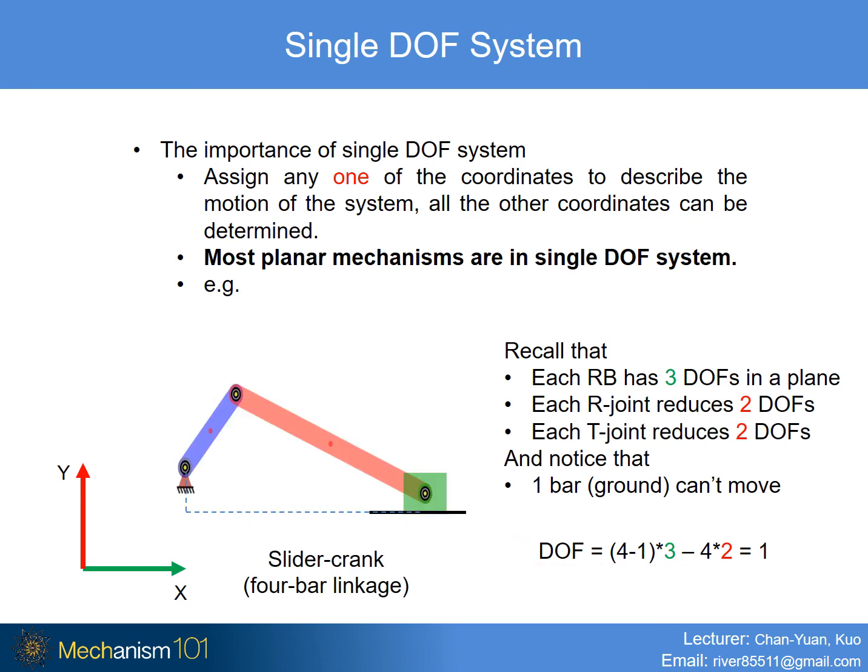Next, for a slider crank mechanism, there are 3 bars and a slider and 3 revolute joints and a translational joint. Recall the fact that each translational joint will reduce 2 degrees of freedom of the system and the ground doesn't move at all. Therefore, the total degree of freedom of the system is again 1. Now we have shown that these 2 planar mechanisms are single DOF systems.